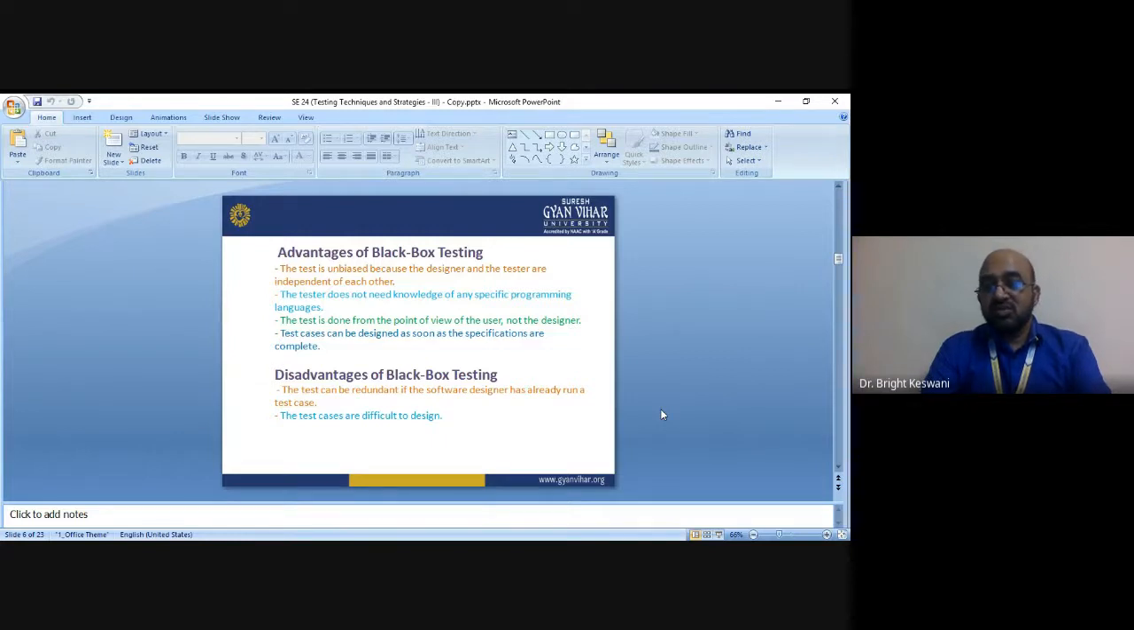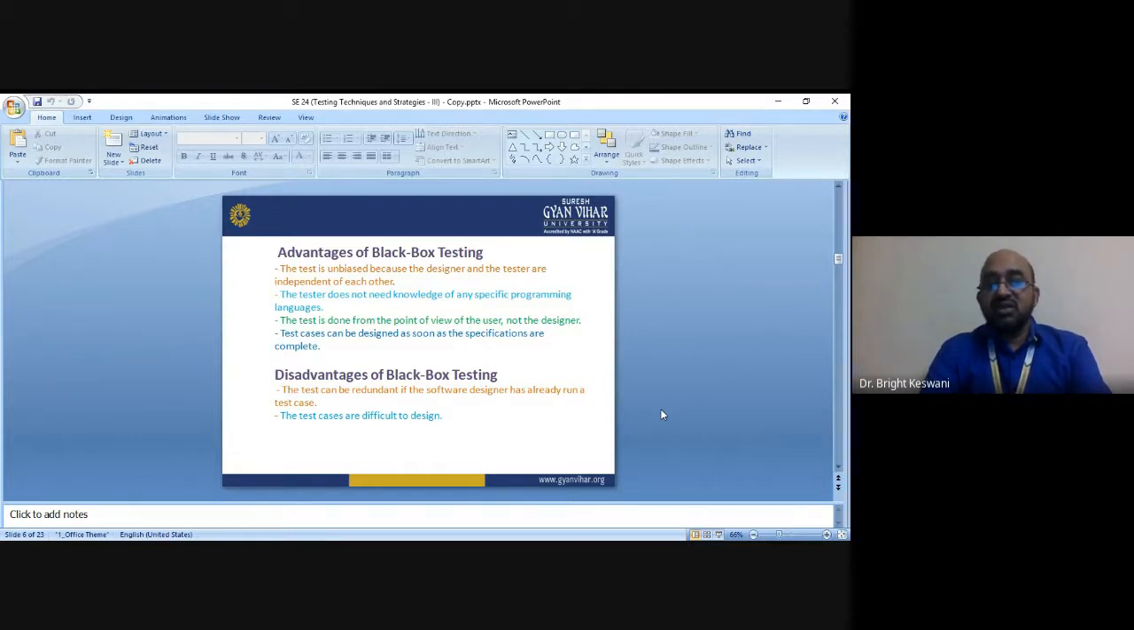Okay, so being a tester, we are looking at the system from the point of view of the user, not the designer's point of view. So what may happen is that the test can be redundant, if that software designer has already run a test code.